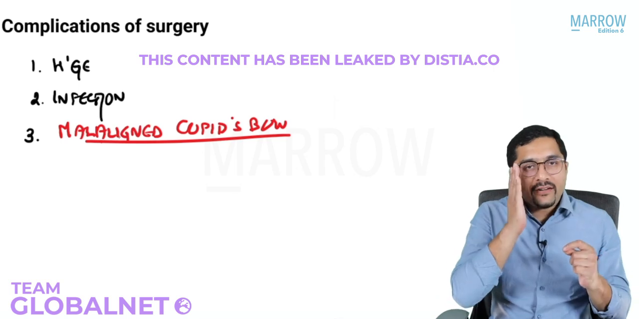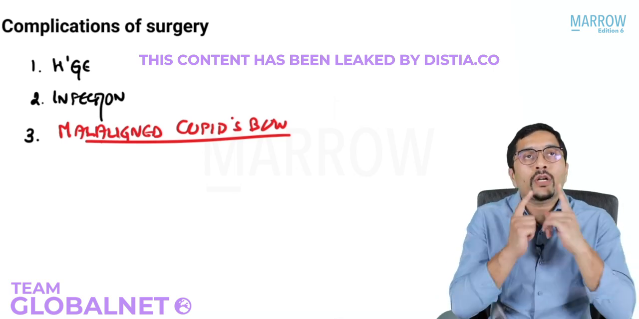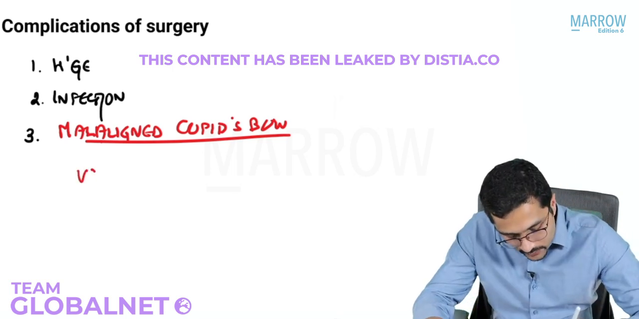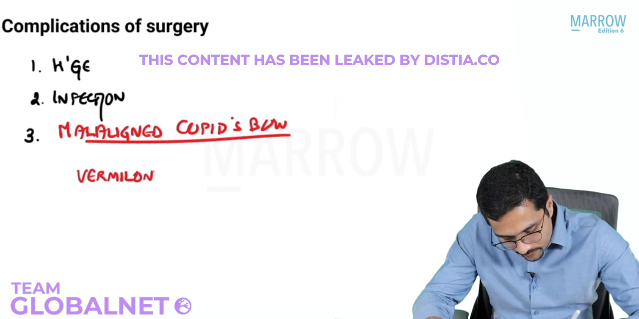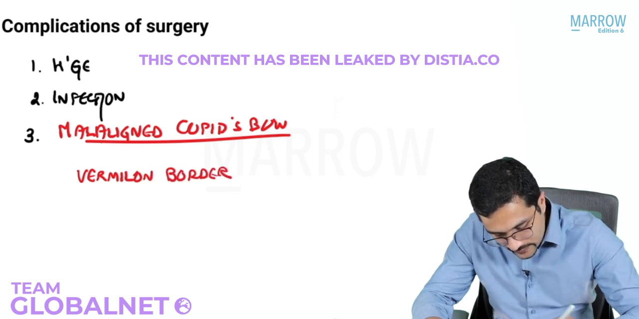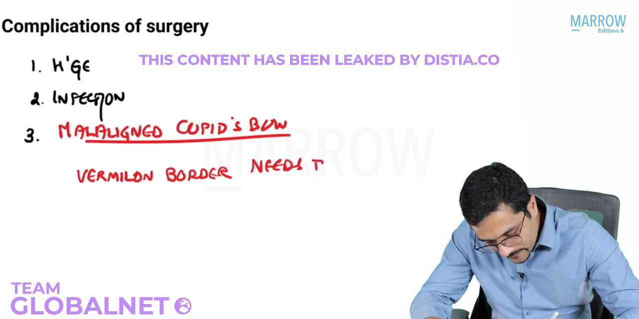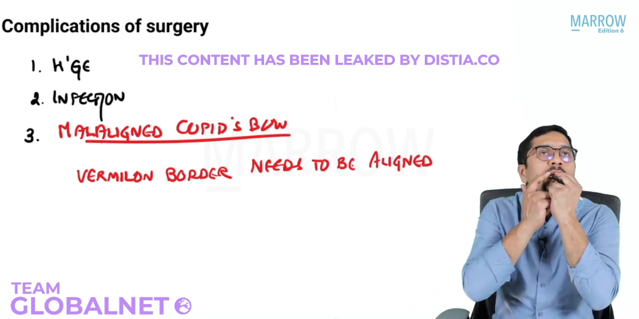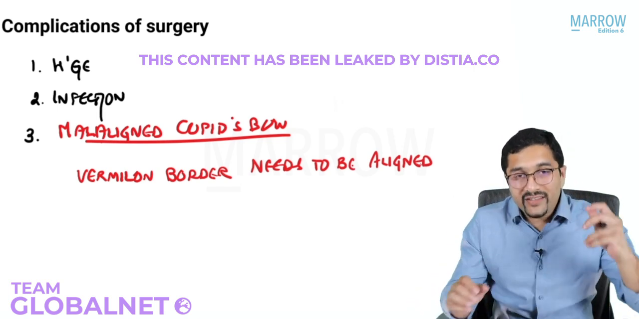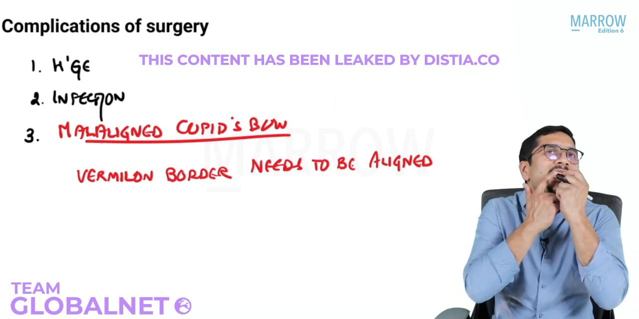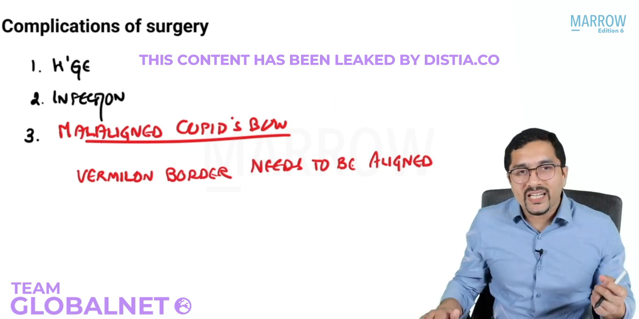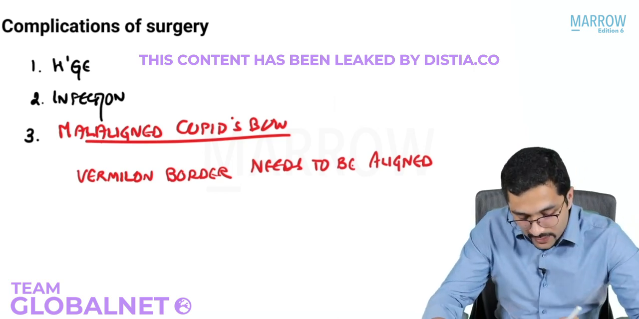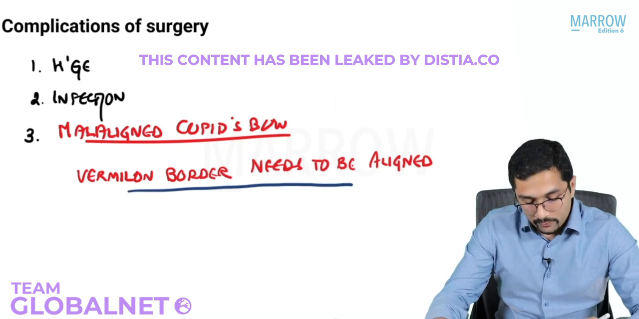Now, when you're doing a cleft lip repair, it is very important to align the vermilion border, right? This pigmented border, the vermilion border, needs to be aligned. So when you're suturing the vermilion border, the two pigmented ends should be aligned properly. If they are not aligned, then one would be slightly up, one would be slightly low, and that is called a malaligned Cupid's bow, which is a cosmetic problem.